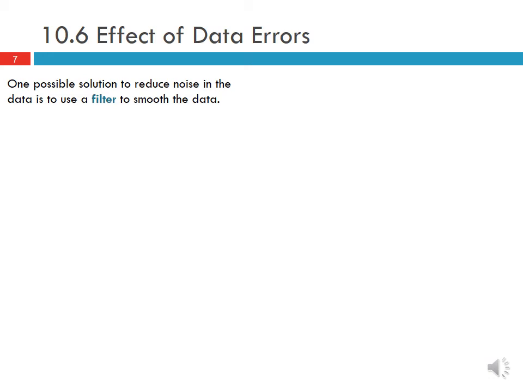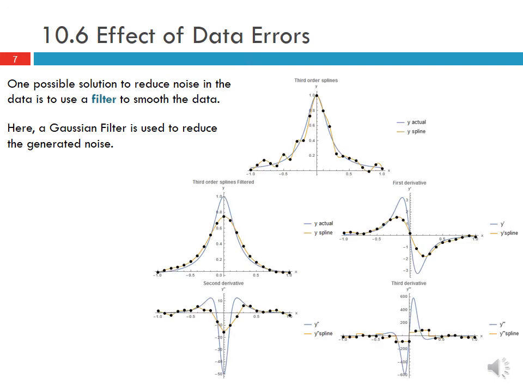One possible solution to reduce noise in the data is to use a filter to smooth the data. Here, a Gaussian filter is used to reduce the generated noise. Again, the blue line is the actual function, the data points are the function with the added noise, and the orange is a piecewise interpolating spline fit through the data points. This is the original noisy one, and then this is after applying a Gaussian filter. You can see now that the points and the spline fit through the points are much smoother.